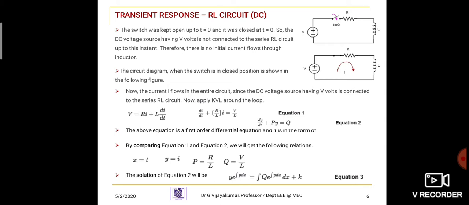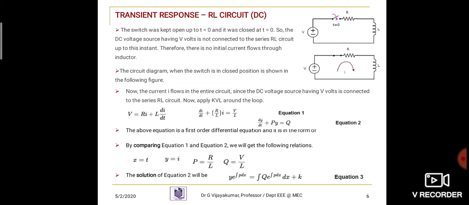So voltage V should be Ri plus L into di by dt. The switch was kept open up to t equal to 0 and it was closed at t equal to 0. So the DC voltage source having a voltage V is not connected to the series RL circuit. Therefore, there is no initial current flow through the inductor.